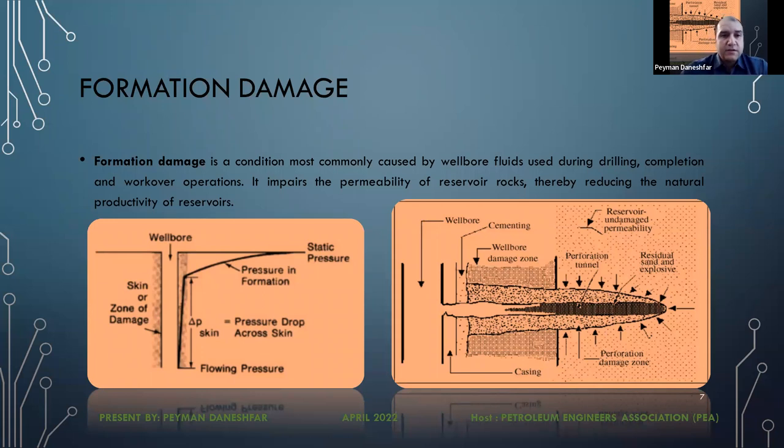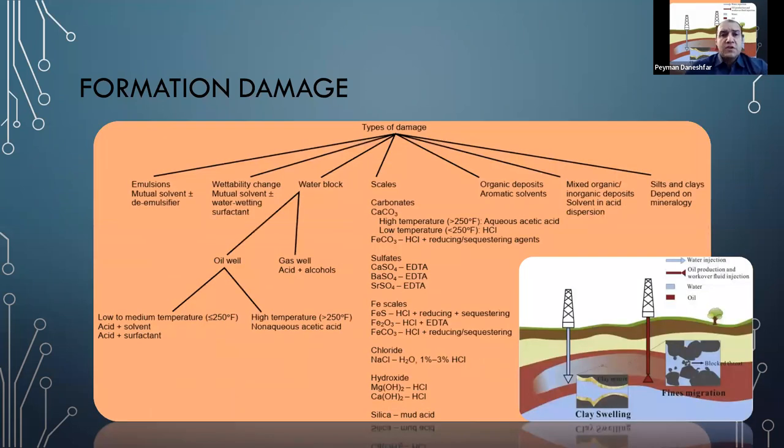As you can see in the picture, these are the formation damage radii. It can go deeper and deeper, not only near the wellbore, maybe more than some feet. We have some types of formation damage and some medicine for them, like emulsion, wettability change, water block, scales, organic deposits, and silt and clays. For water blocks, if we have a gas well, we can use acid with alcohols like methanol or isopropanol. And in an oil well, we can use acid solvent, acid surfactant, or a non-acidic solution.